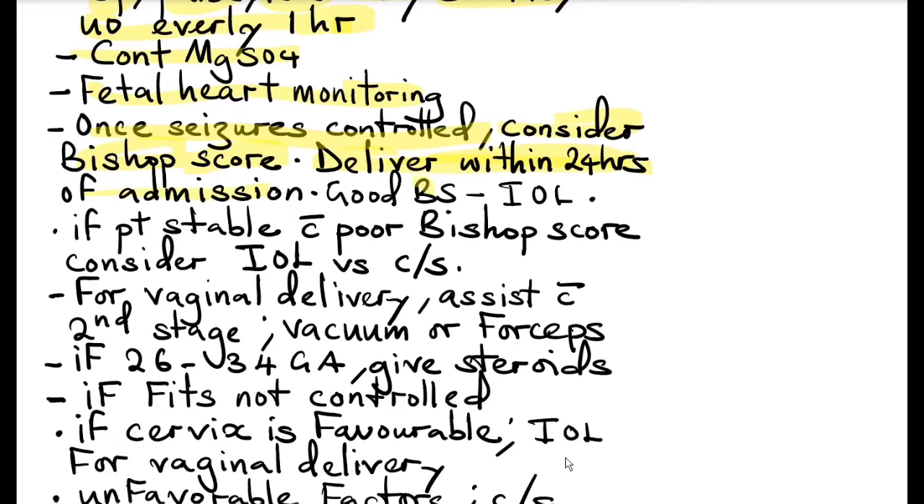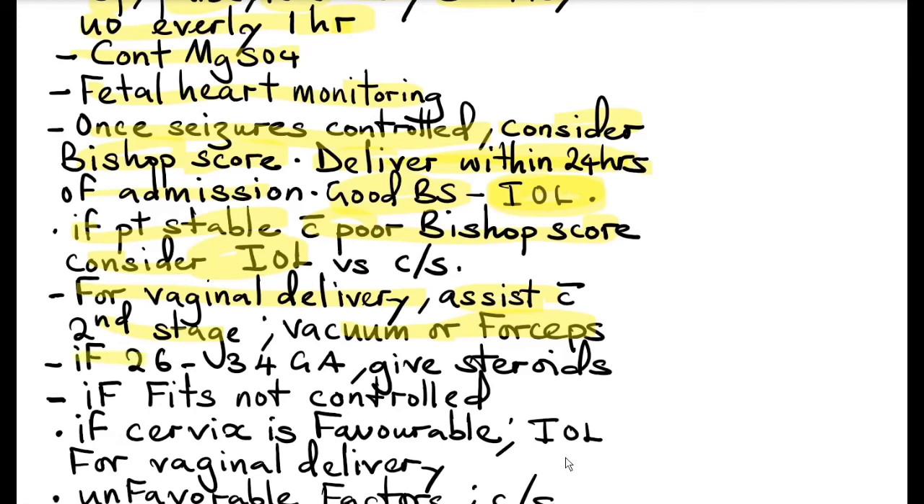If there's a good Bishop score, you induce the patient, induction of labor. If the patient is stable but with a poor Bishop score, you can consider induction of labor because the patient is stable, or a cesarean section. For vaginal delivery, assist with the second stage, vacuum or forceps. You assist with the second stage of labor to help the mother reduce the duration of labor because stress can also cause increased blood pressure.